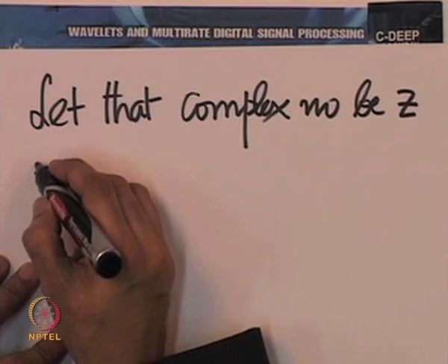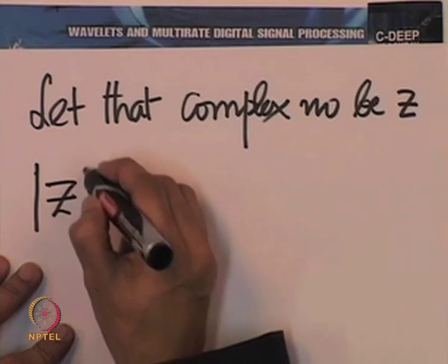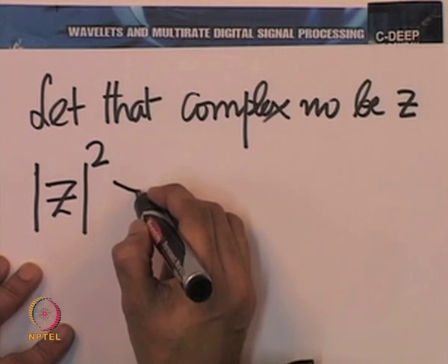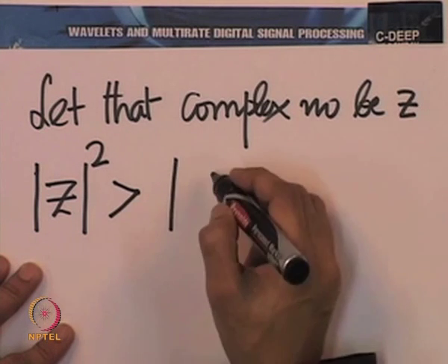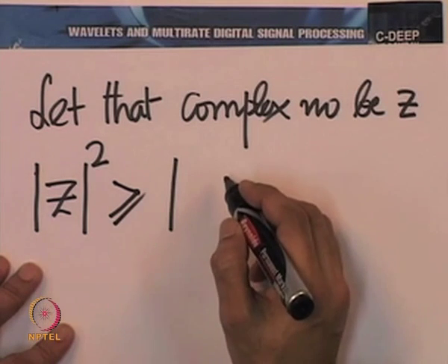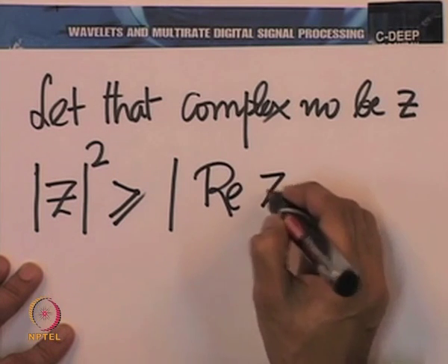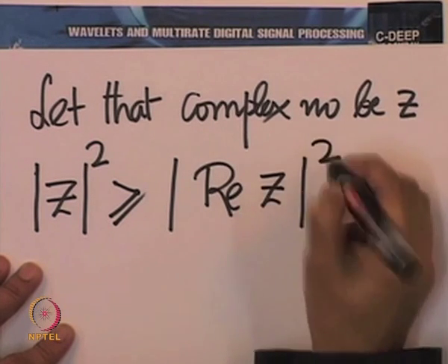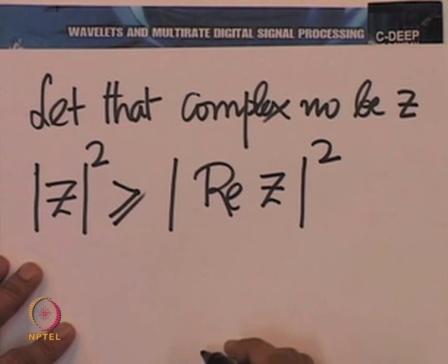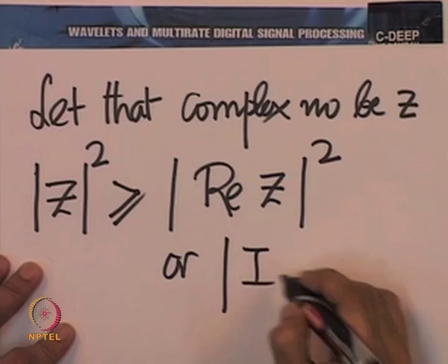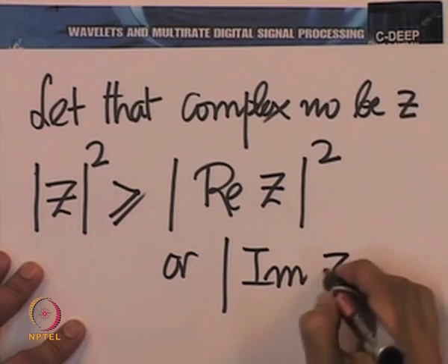It is obvious that the modulus squared of z is greater than, or greater than or equal to in general, the modulus squared of the real part of z. And we will use that property here. Of course, the same thing holds good for the imaginary part too, but we are interested in the real part here.